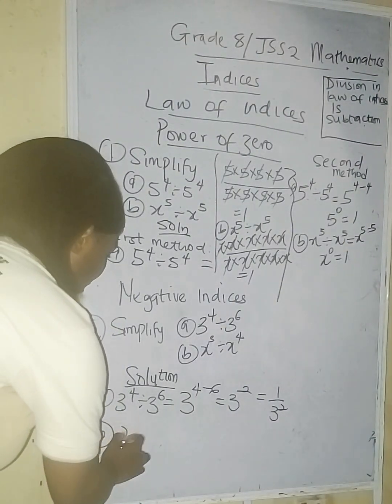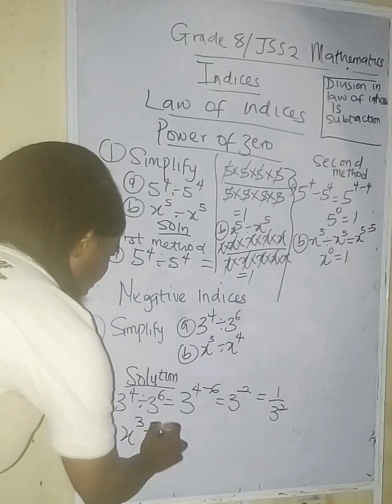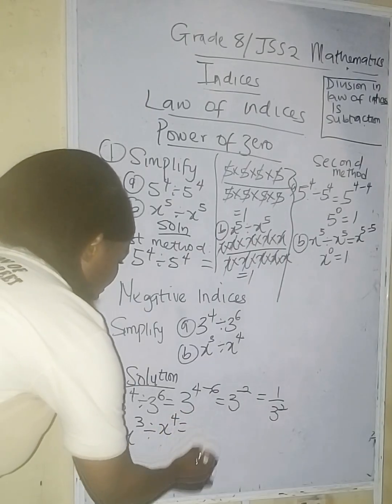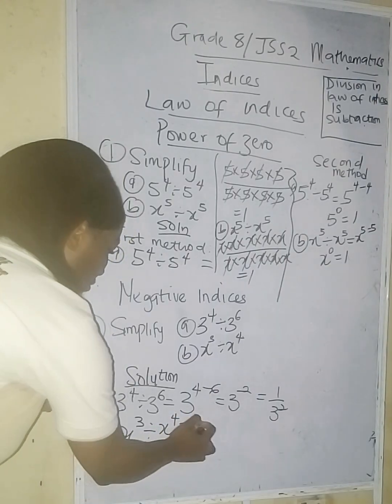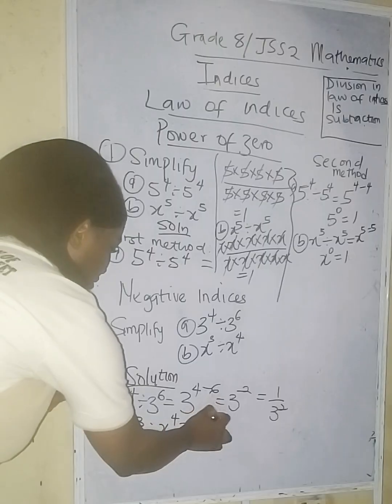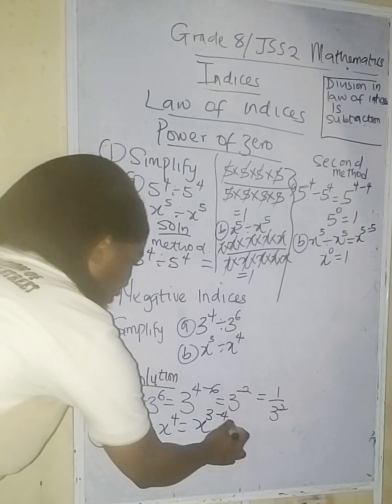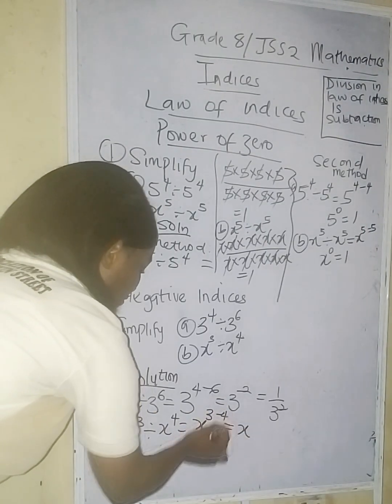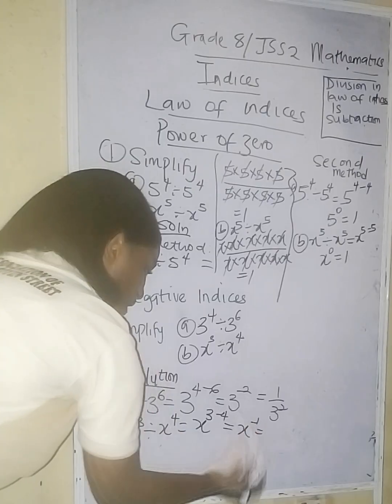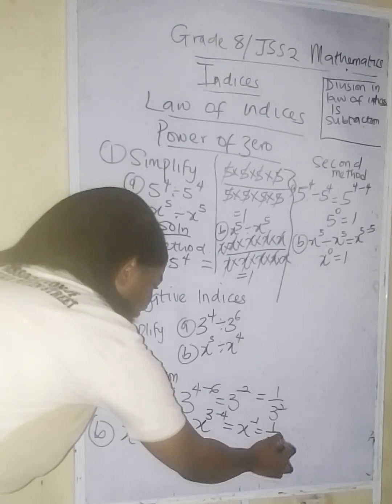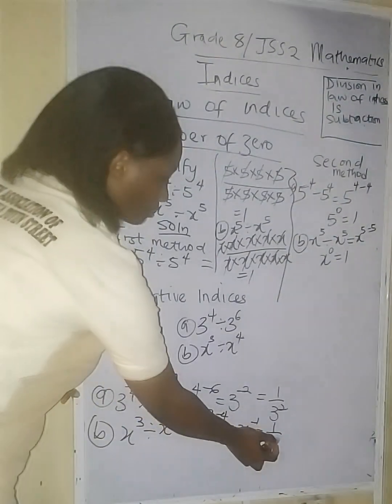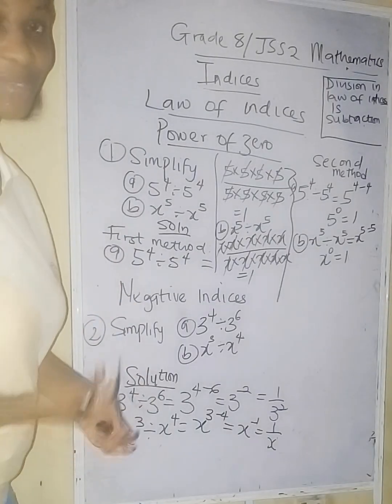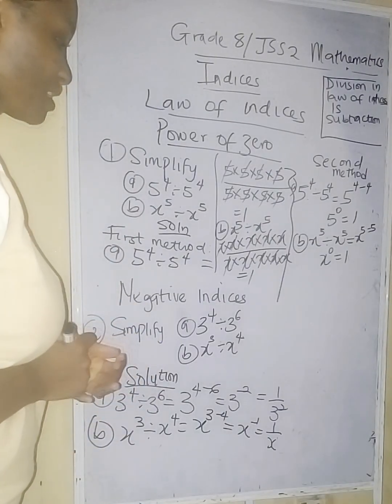Alright? So let's move to the second one now. This is x raised to the power 3 divided by x raised to the power 4. So that will be the same base, alright? So that will be x, 3 minus 4. So that will be x raised to the power 3 minus 4, which is minus 1. So what are you going to do? We can change it to 1 over x. So we are not going to put the 1, because whether we put the 1 or not, it's still 1 over x. It's still x. Alright, so that's how to solve a question like this.